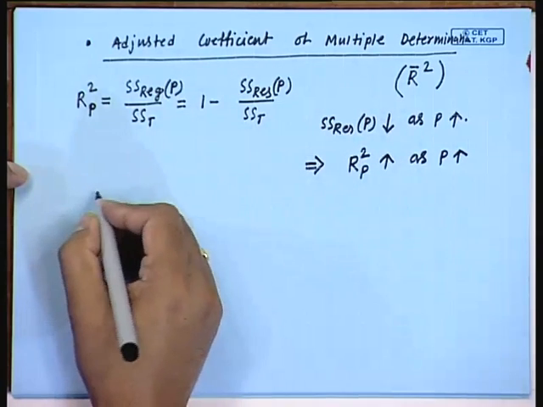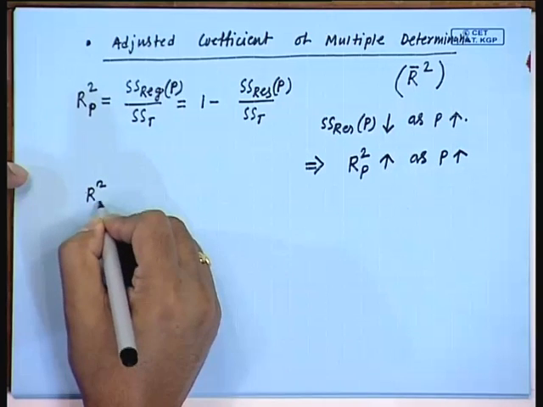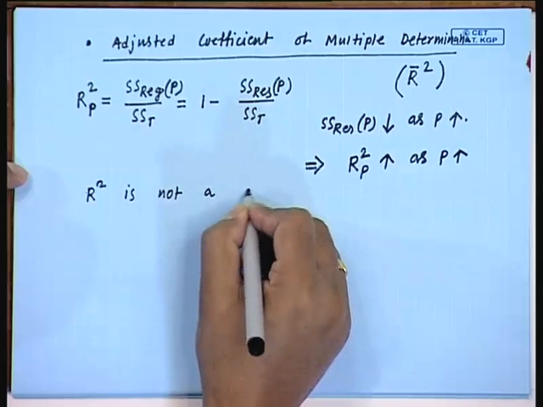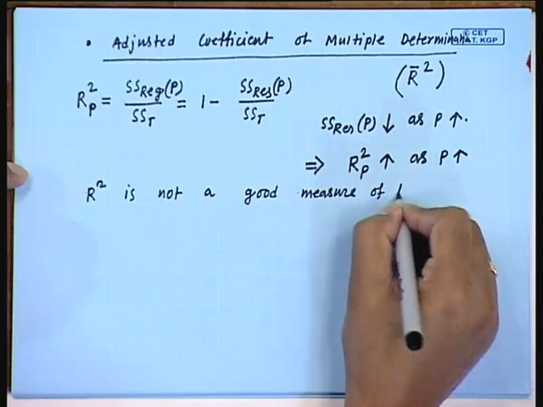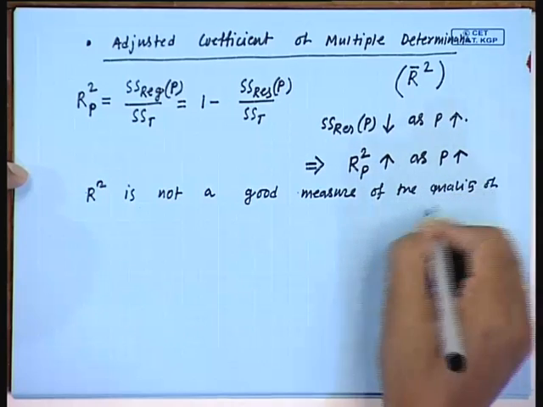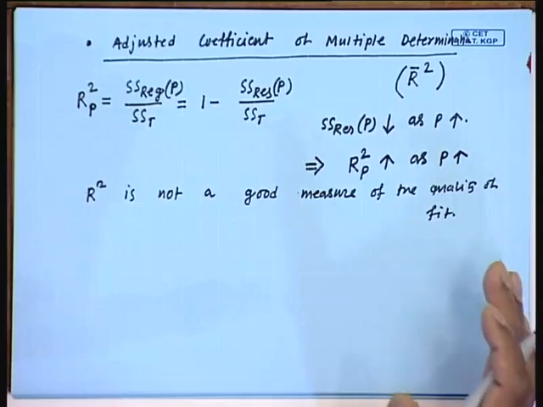So, from here we can say that R square is not a good measure of the quality of fit. Let me explain why. Whether the newly included regressor variable is relevant to the model or not, irrespective of that fact, whatever regressor variable you include, SS residual always decreases and R square always increases when the number of regressor variables increases.